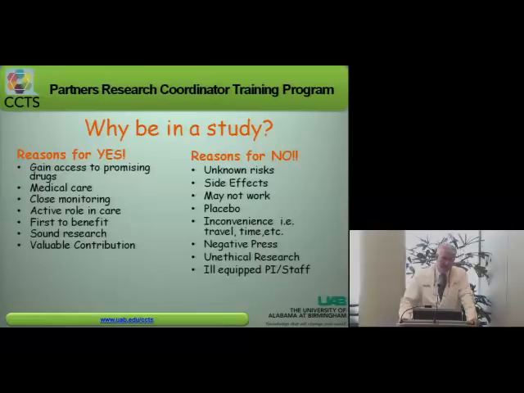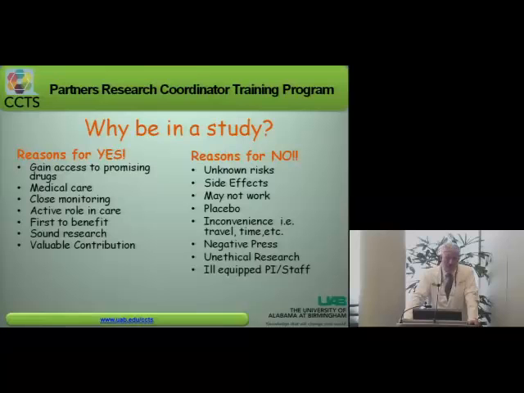Now, the reasons people say no, most people are scared of the risks. They don't know whether it's a new medication. They don't know whether they're getting a placebo or sugar pill, as they say it here in Alabama. They don't know what kind of side effects. They don't know, does it actually work? Would I be better off having the standard of care therapy or trying something new that has not been proven?